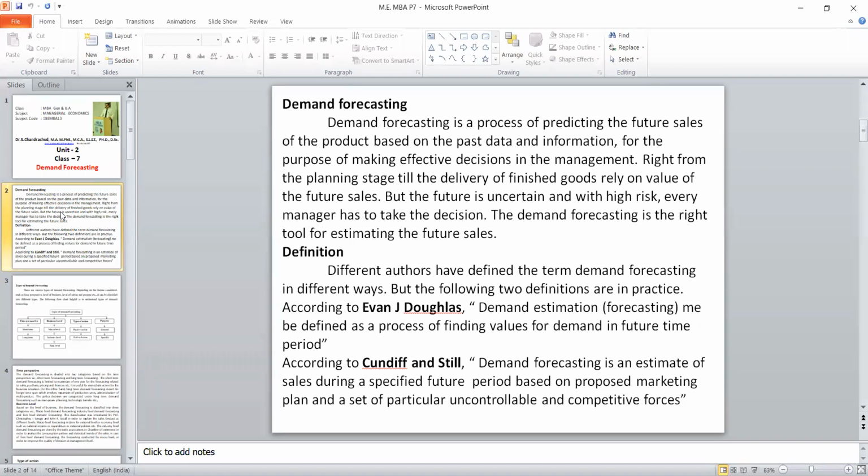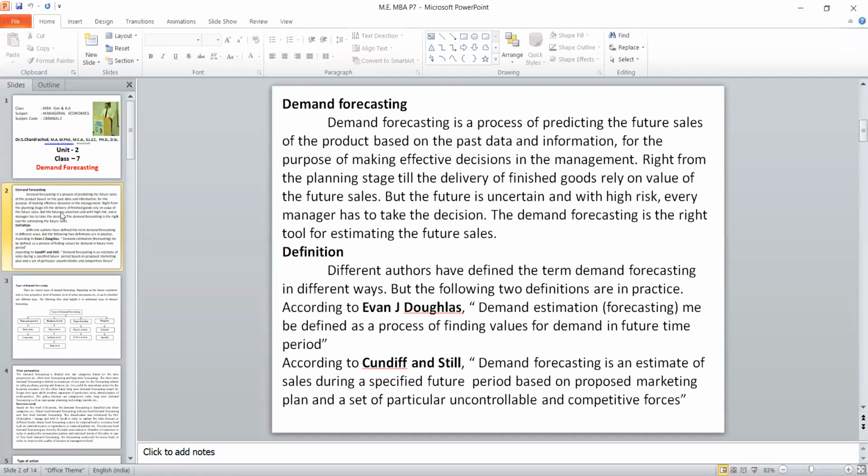According to Douglas, he said demand estimation may be defined as a process for finding the demand for the future period. That is just predicting the future sales of a company. It's nothing but demand forecasting.